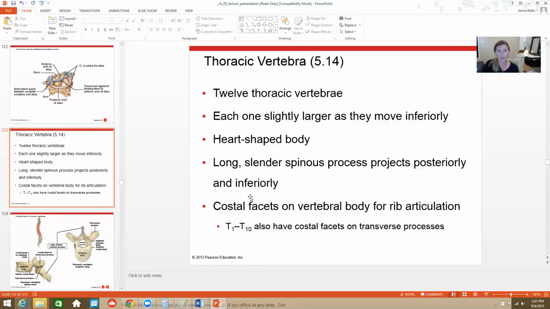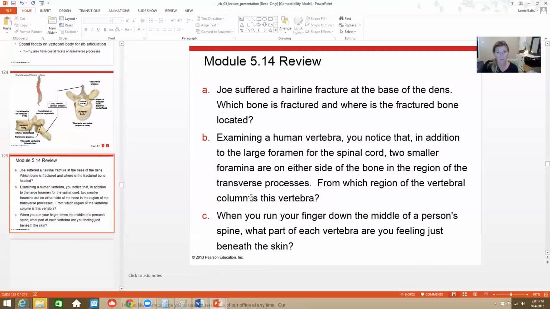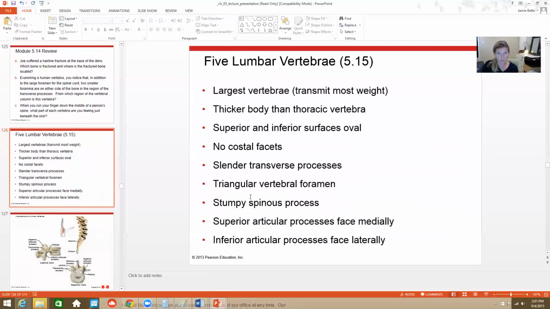Here are the thoracic vertebrae. Again, you should be familiar with what makes it a thoracic vertebrae, but you don't have to know all of the specific parts to it. Same thing with lumbar vertebrae.